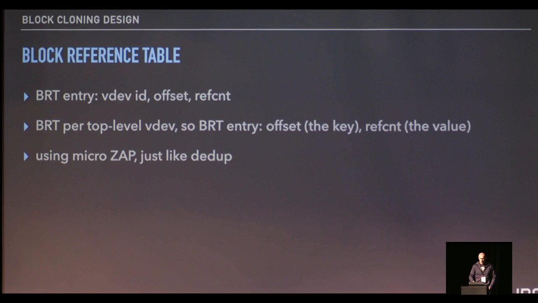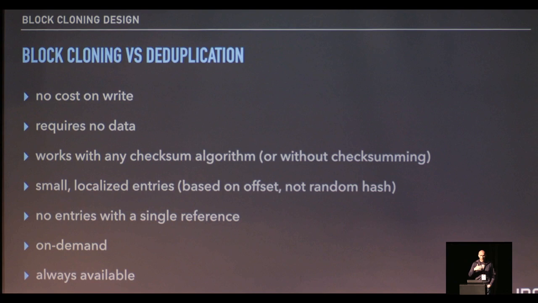Okay, so what are the differences between this and deduplication? As I mentioned, there is no cost on write. With deduplication, we have to have the data, and we're actually writing the data, and ZFS will calculate the checksum, and then it will decide that you don't need to write the data to the disk, but you have to have the data so we can calculate the checksum. So with block cloning, you need no data. You just provide the source and destination.